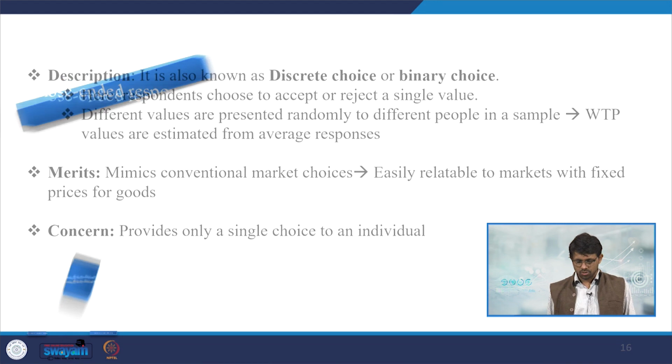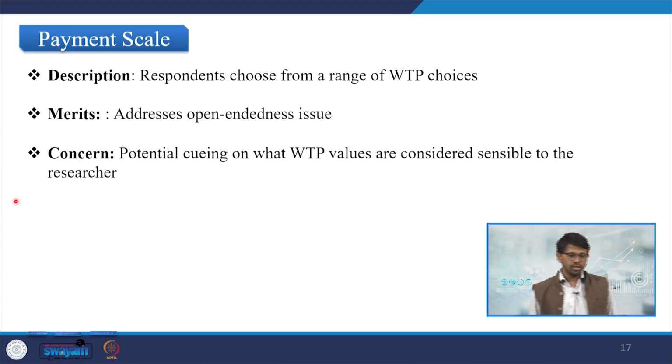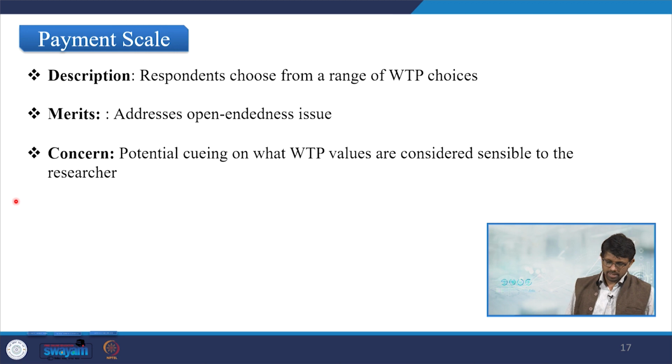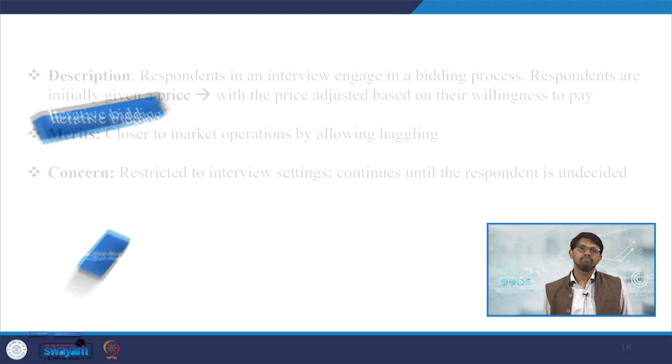This provides only a single choice to the individual, where choices are limited. In the payment scale, a scale of choices for the extent of payment can be given out of the ranges, as I already said. This also gives a certain extent of open-endedness, and the potential concern is the potential queuing on what WTP values are considered sensible by the researchers.